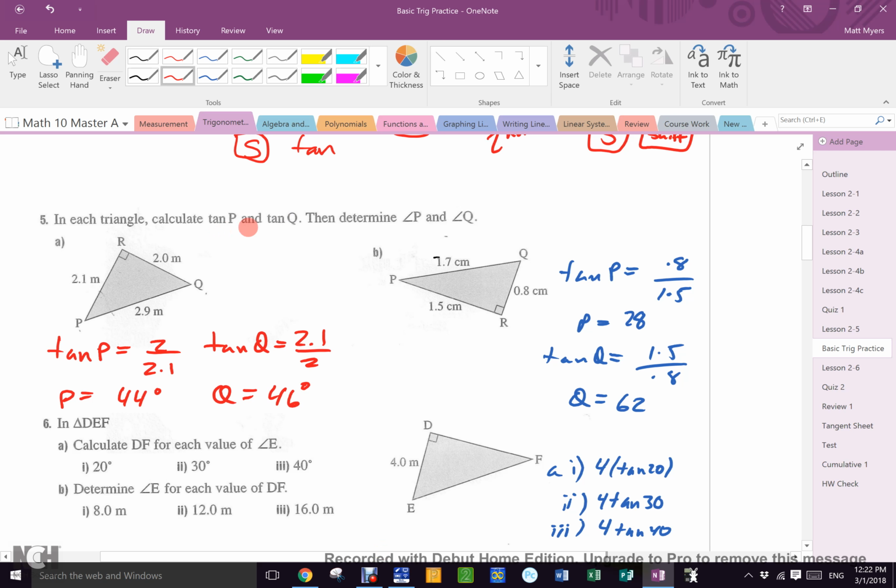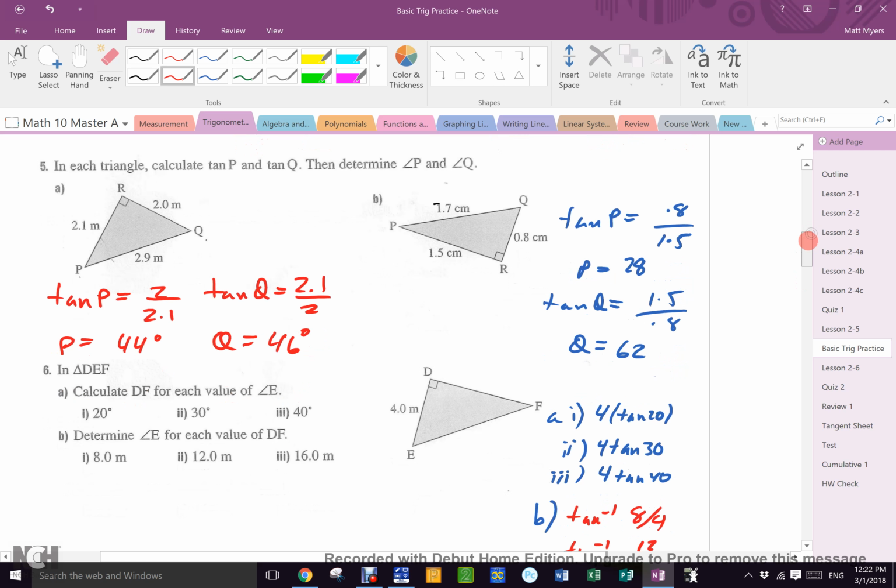Calculate tan P, tan Q. There they both are. Calculate the angles, shift tan for both of them. Of course, you could have 0.99 and 1.1. Over here, it's 0.5 and 1.8. Or, sorry, 0.4 and 1.8. Doesn't matter.